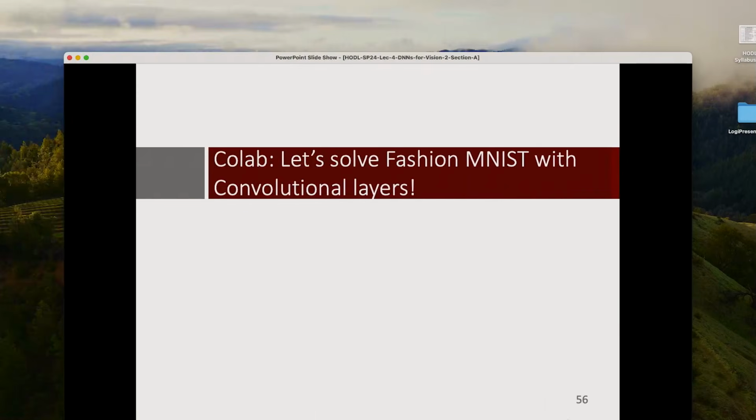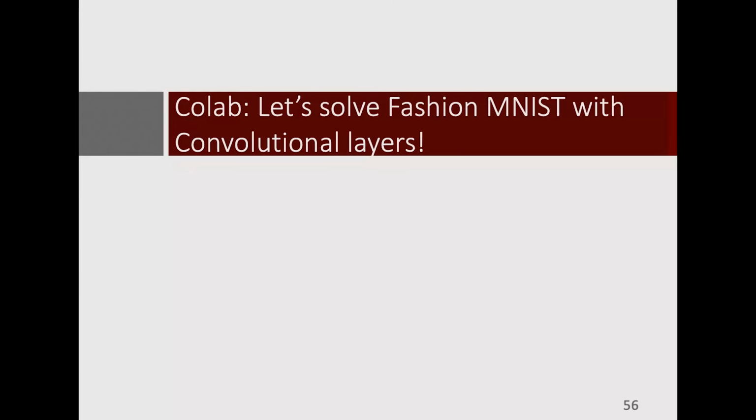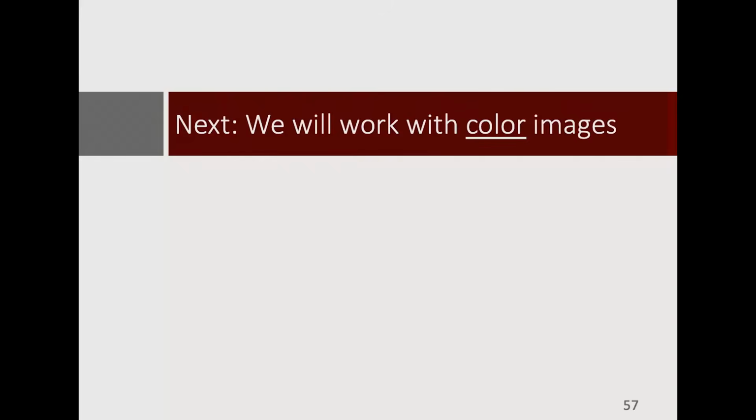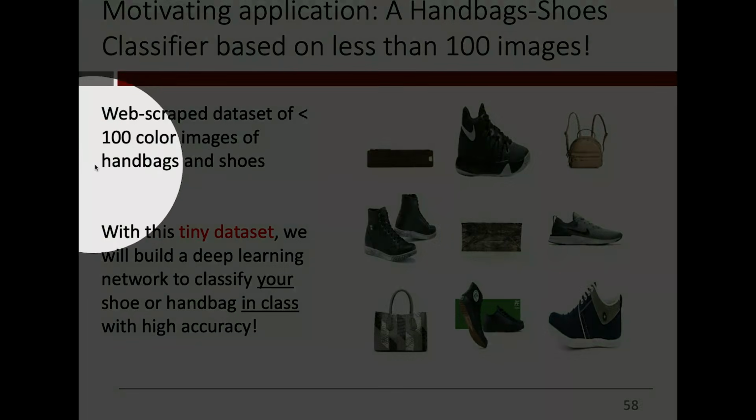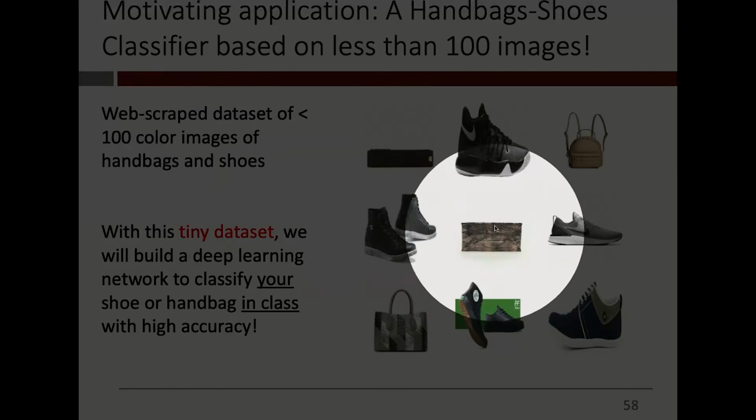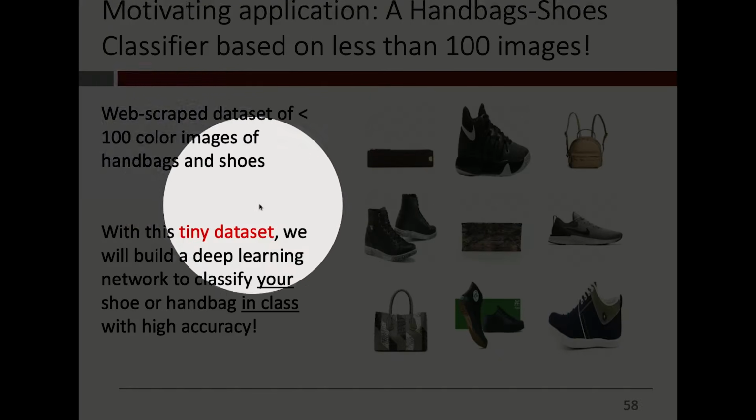All right, so the next thing I want to do is, so we went from 88 to 90+%, right, using convolutional networks. Now, let's work with color images. Let's kick it up a notch. So I actually web scraped all these pictures for you folks, for your enjoyment. I web scraped about 100 color images of handbags and shoes, roughly 100 handbags, 100 shoes.